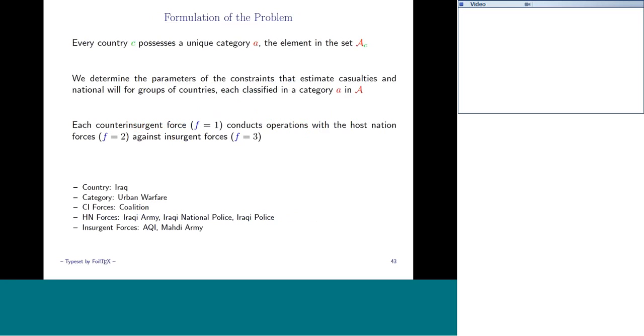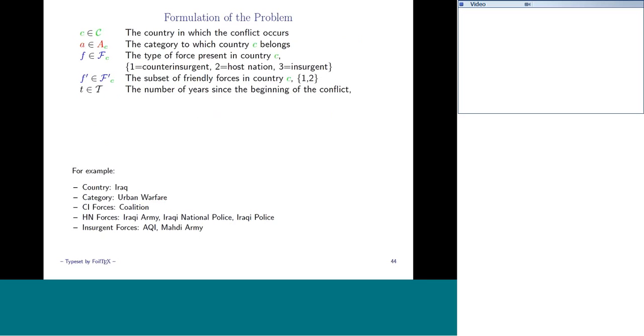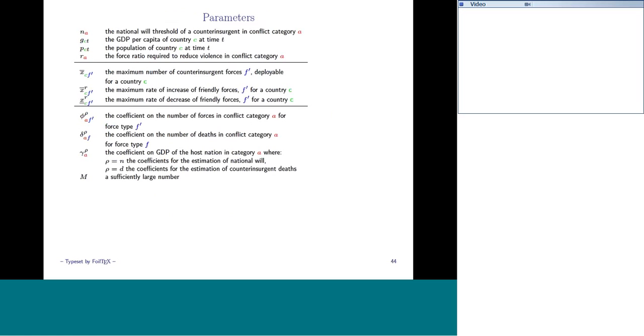And so what we do is we stuff all the statistics and these theories and this notion of the expiration of national will into a mathematical program that's supposed to determine things based on some sets. We have forces, different types of forces in the country, clearly. We have different countries, and we have categories of the counterinsurgency, which we've determined from the statistical regression. And so based on that and these sets, we collect a lot of data about the national will threshold and various other indicators of the forces that go into the regression model, such as the GDP, the population of a country, and the force ratio required to reduce violence.